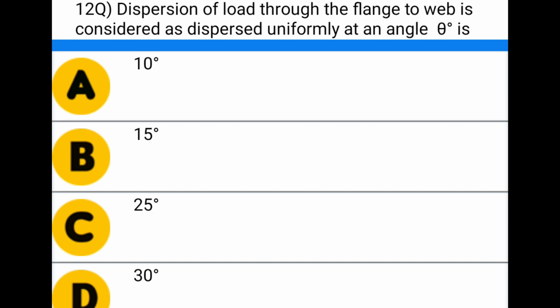Dispersion of load through the flange to web is considered as dispersed uniformly at an angle theta of: option A 10 degree, option B 15 degree, option C 25 degree, option D 30 degree. The correct answer is option D 30 degree.